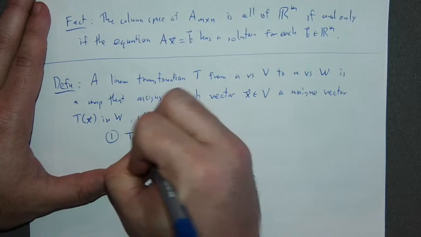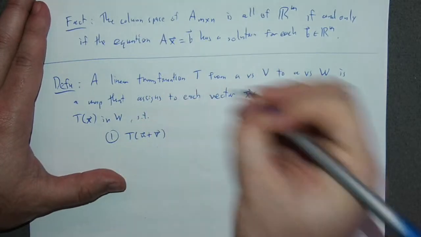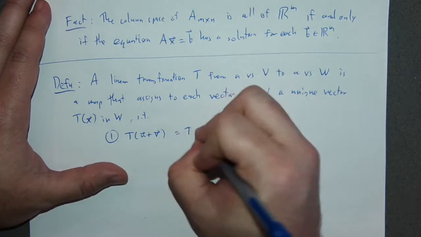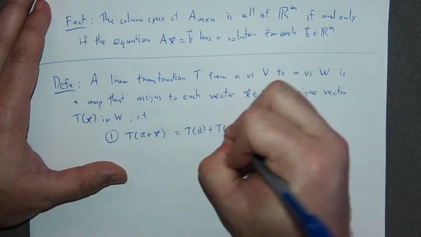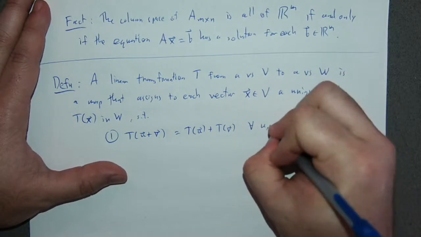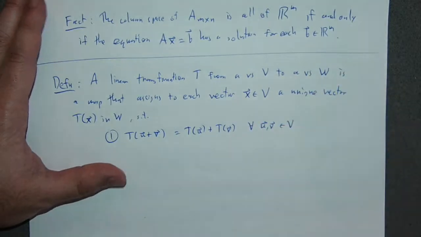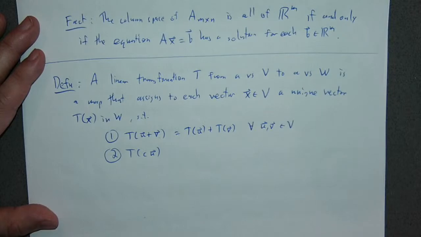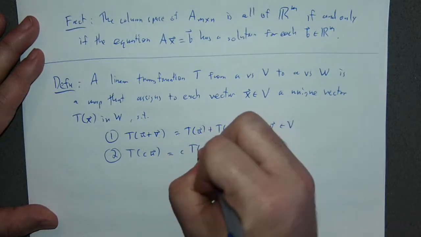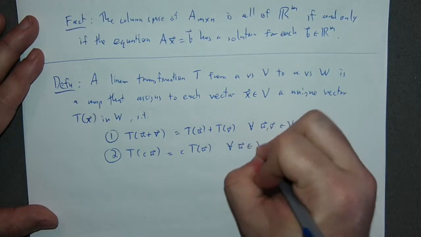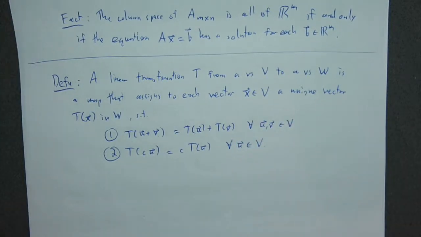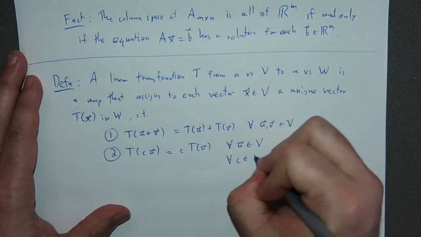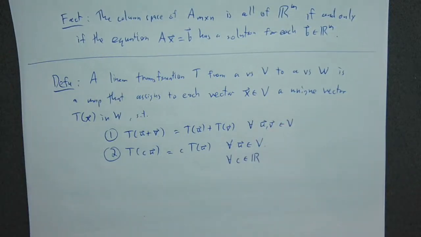firstly, T of U plus V is TU plus TV for all U and V in V. And secondly, the other condition of linearity, T of CU is C TU for all U in V and all scalars C. I should say that. There we go.